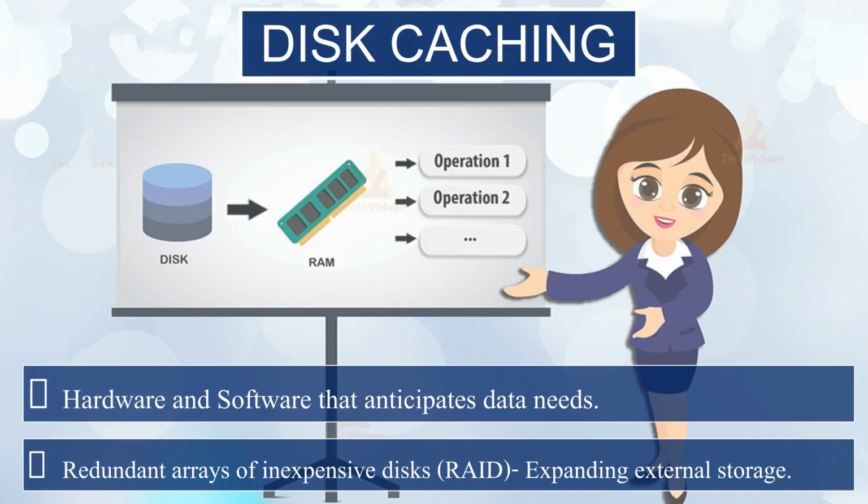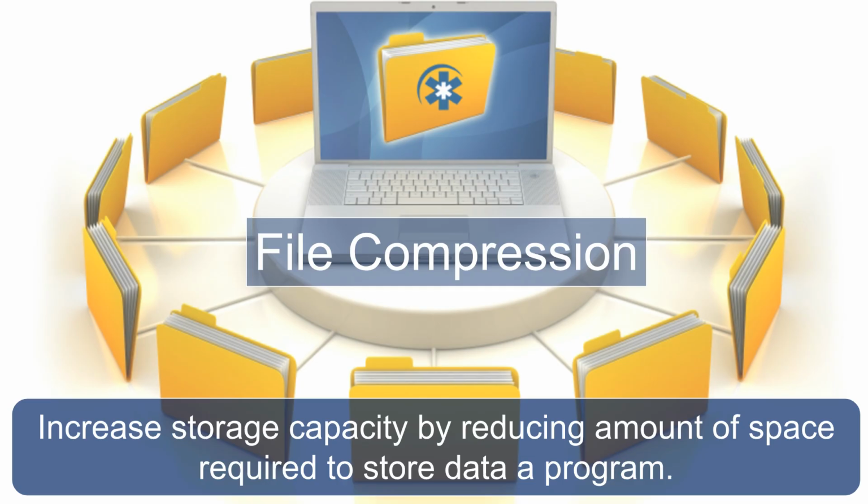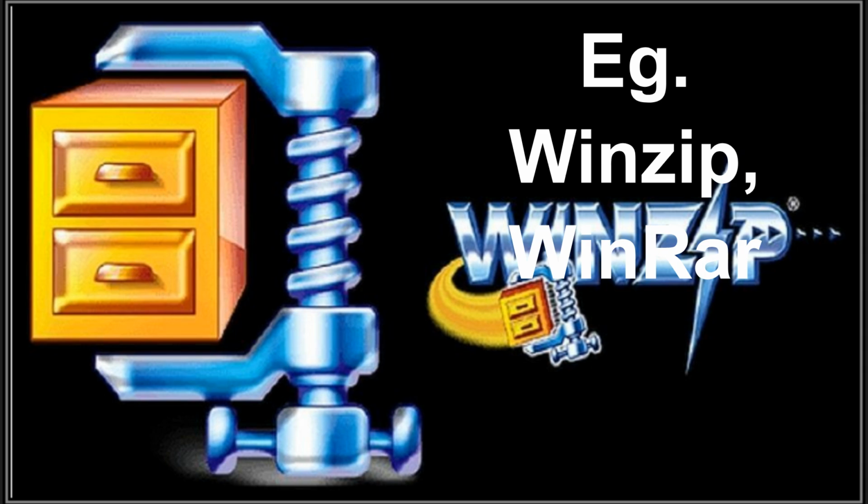Disk caching and redundant arrays of inexpensive disks, RAID, are performance enhancements. RAID expands external storage using hardware and software that anticipates data needs. File compression increases storage capacity by reducing the amount of space required to store data and programs. Examples of file compression software include WinZip and WinRAR.